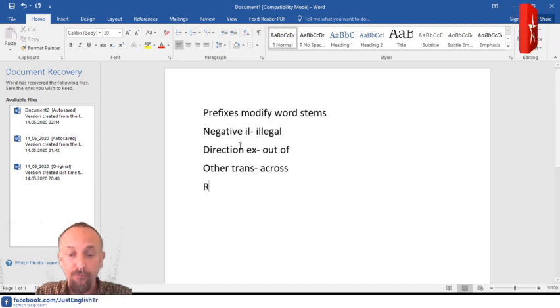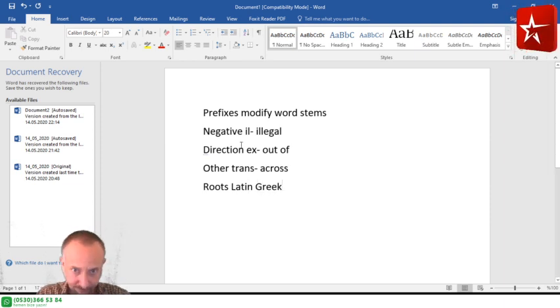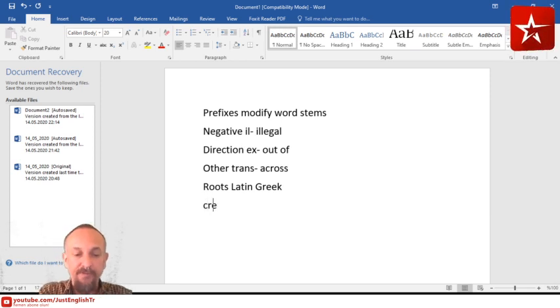We also saw roots. And roots came from Latin and Greek. And roots gave the word a particular meaning. One that we saw last week was cred, and we saw it in the word incredible.